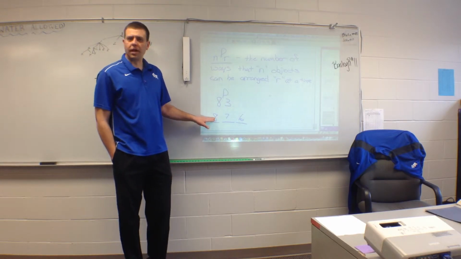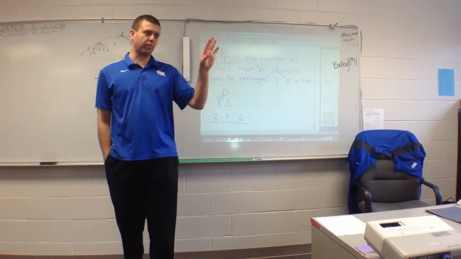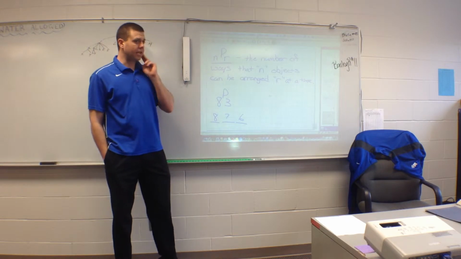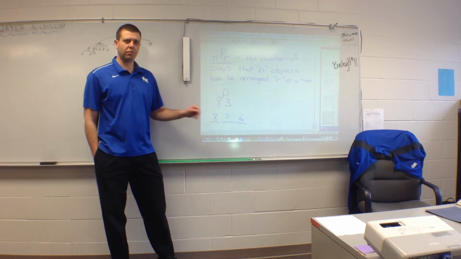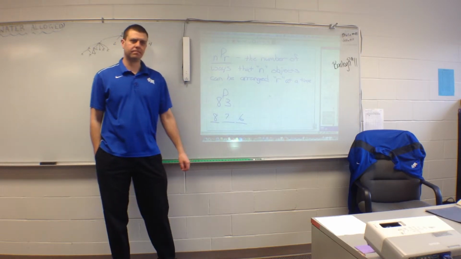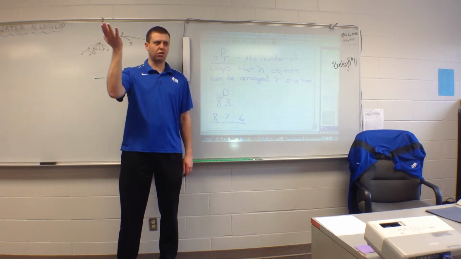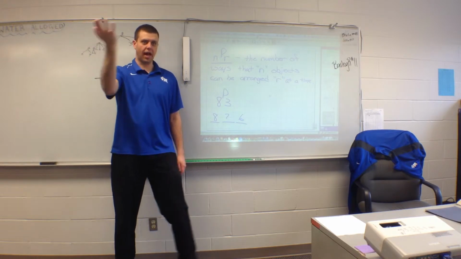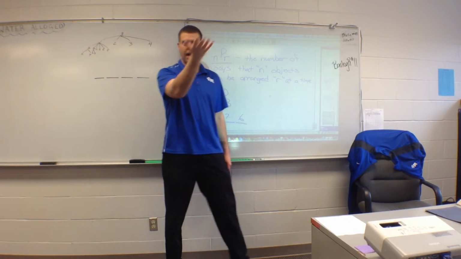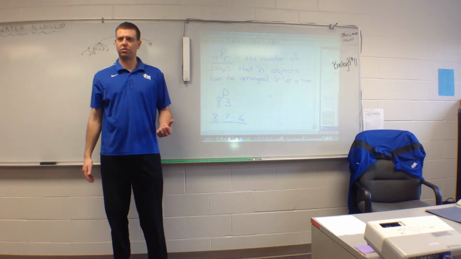Now, another way that you could do it, and this is pretty important, because I'll be honest, I probably don't use nPr very often unless the numbers get big. In this situation, I'd probably just do 8 times 7 times 6. Because think about it. How many different people could finish in first? 8. There's 8 people running. How many different people could finish in second? 7. How many could finish in third? 6. 8 times 7 times 6. That will also get you the right answer.